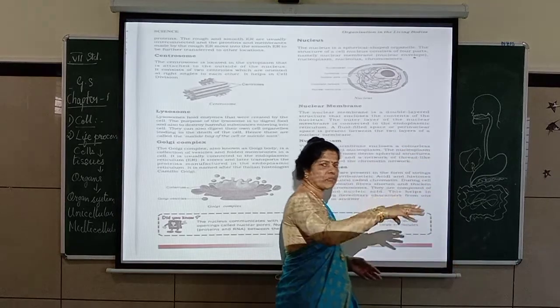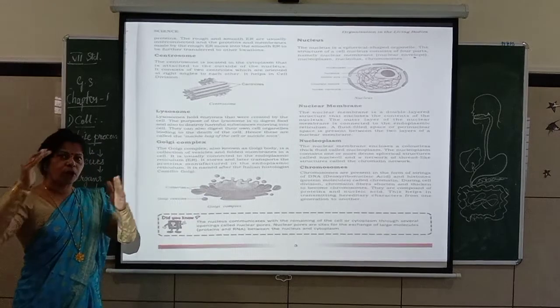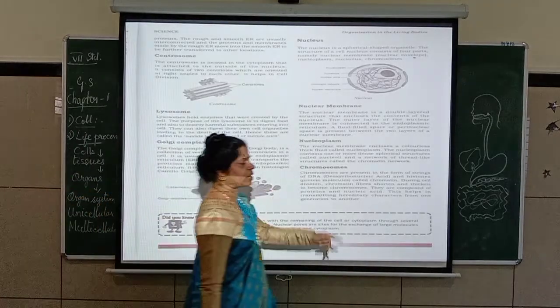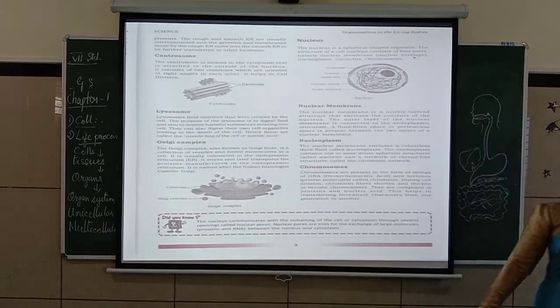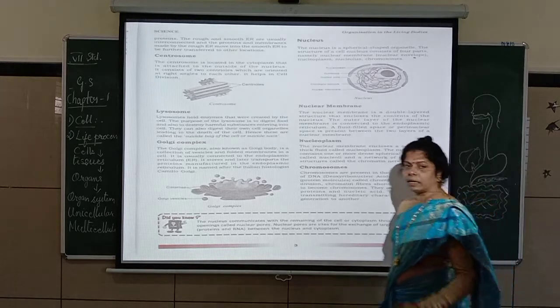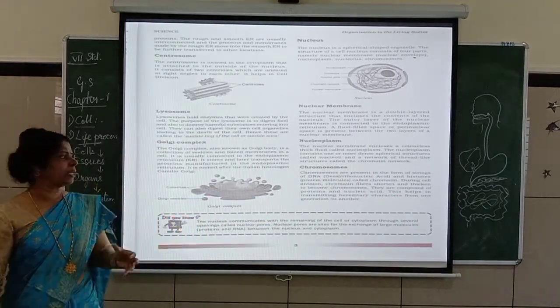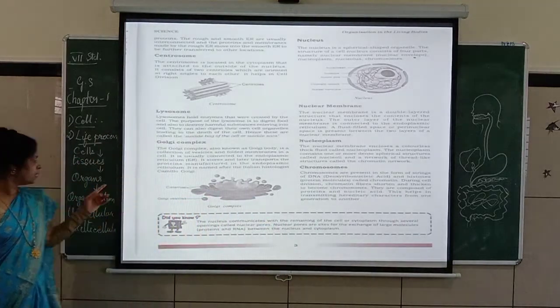Understood? So a group of cells will form tissues. A group of tissues will form an organ. And a group of organs forms an organ system. Now this is called an organ system. How is this organ system formed? See, there is a group of organs here. It is not one. Mouth, then buccal cavity, then esophagus, stomach, large intestine, small intestine, all these things come up. Anus, all this will come here. Okay? So what is happening here? Different groups of organs join together to form an organ system.